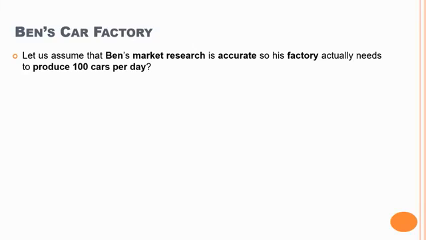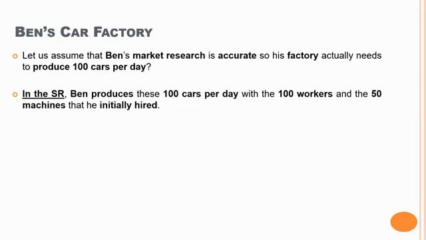But we will see now 3 cases. What if Ben is right? What if he actually produces 100 cars per day? In this case, it's going to be straightforward. But what if he is wrong? What if he made a mistake? What if he was too optimistic and instead of producing 100 cars per day, he only produces 80 cars per day? And what if he was too pessimistic? Instead of producing 100 cars per day, he would like to produce 120 cars per day. We'll see what happens in this case.